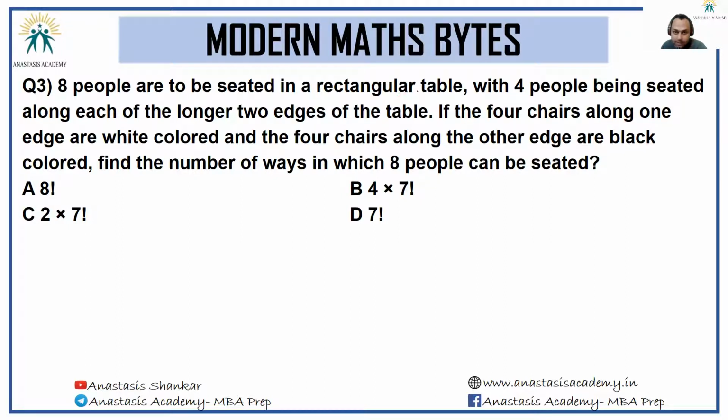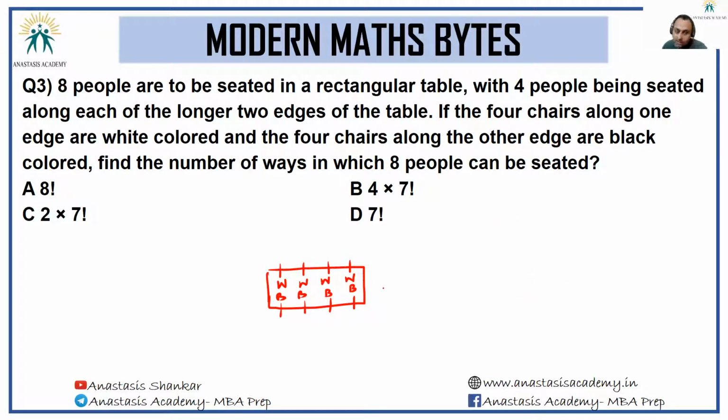Next, 8 people are to be seated in a rectangular table with 4 people being seated along each of the longer 2 edges of the table. So a rectangular table 1, 2, 3, 4. 1, 2, 3, 4. Okay. If the 4 chairs along one edge are white colored, so let's say these 4 are white colored, and along the other edge are black colored. So these 4 are black colored. Find the number of ways in which 8 people can be seated.